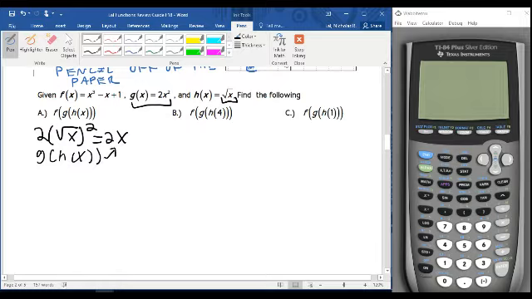So that's equal to g of h of x right there. So f of g of h of x plugs 2x into f of x. So that means f of g of h of x is going to be equal to, take that 2x and plug it into our f of x. So 2x cubed minus 2x plus 1. All right, so that's f of g of h of x.